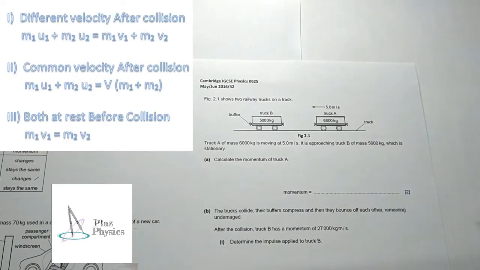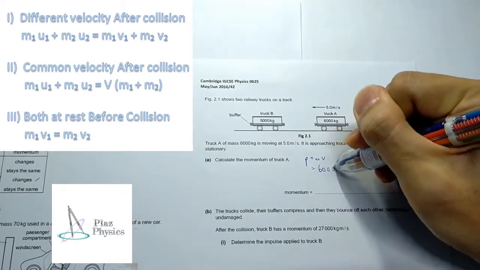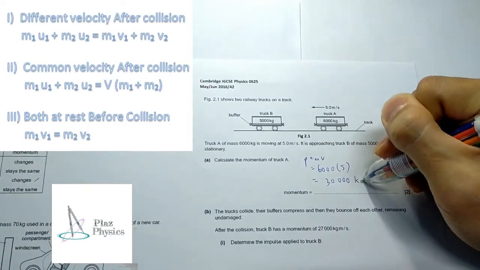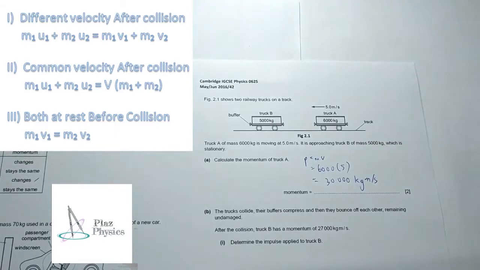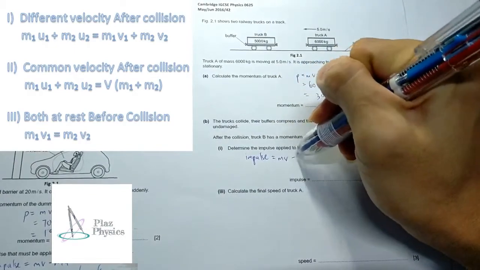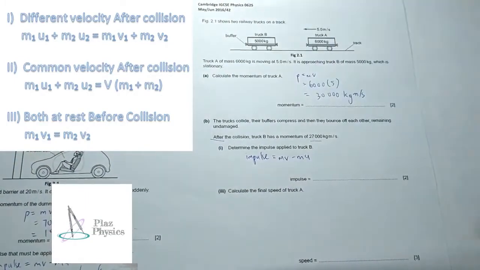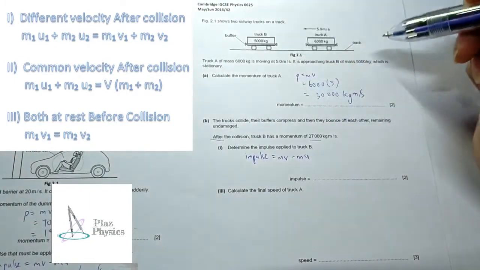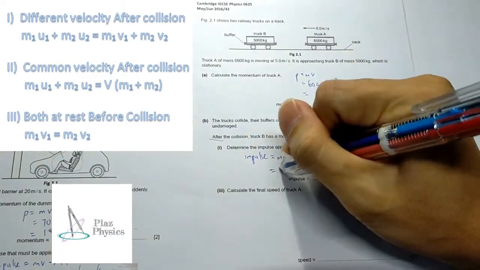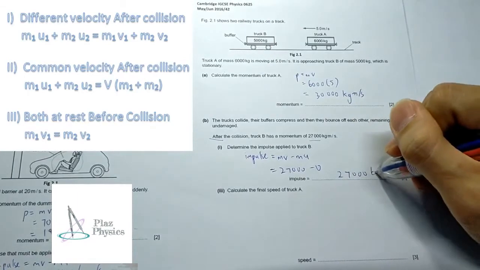Okay, next question, momentum of A. Momentum equals mv, 6000 multiplied by 5, so straightforward, 30,000 kg meter per second. Question, calculate the impulse: mv minus mu because we don't have force. You see this one is after. Before is at rest, not moving, stationary, so 0. So the final one will be 27000 minus 0. So still the same, kg meter per second.